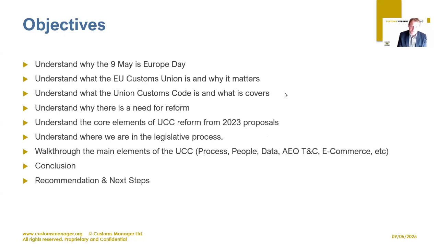So what are the objectives of today? We want to understand very quickly why today is important, the 9th of May. We want to understand, for those that are not too familiar with what the customs union is, what that is and why it matters. We want to know why there's a need for a reform. We want to go into the core elements of the UCC reform proposal, understand where we are in the legislative process, walk through the main elements, notably process, people, data, AEO, T&C, not terms and conditions, and e-commerce, plus the other bits, and then draw a conclusion and recommendation for next steps, recommendations for us, the trade professionals, but also recommendations for the lawmakers who are still going at it.